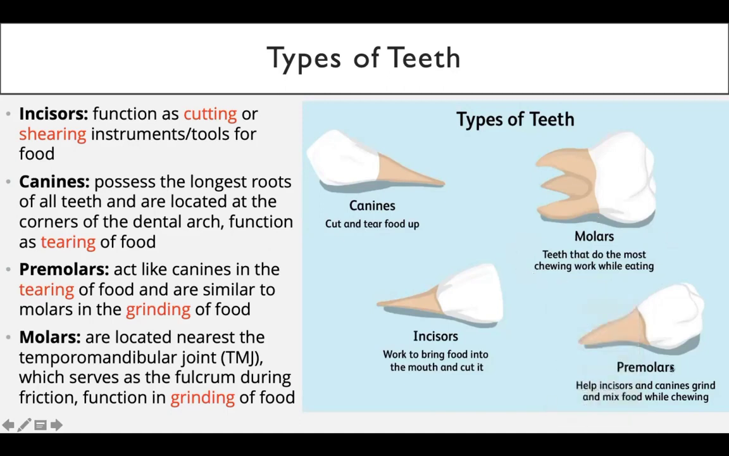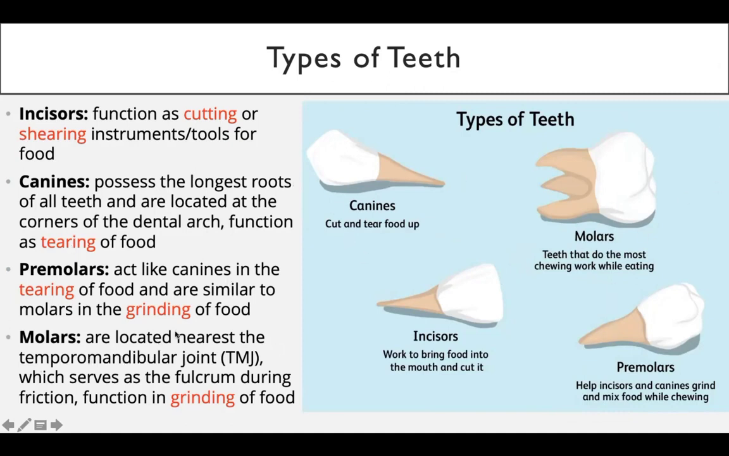You also mix it. Okay, I'm not saying only that guy. So you also mix the food with saliva and you grind it. Molars, because your surface area is big, so your grinding surface area is big. Molars are located nearest the temporomandibular joint. So these are first molar, second molar, and third molar is wisdom teeth. They are located towards the joint.